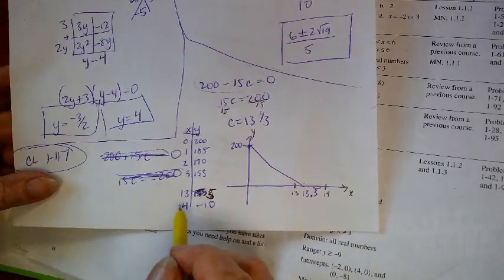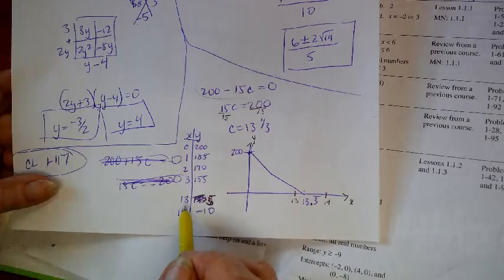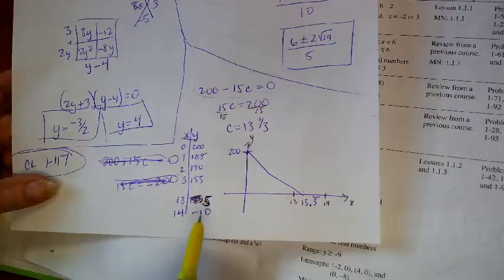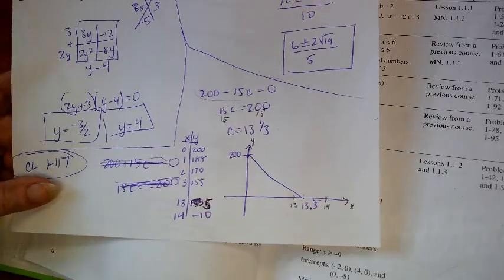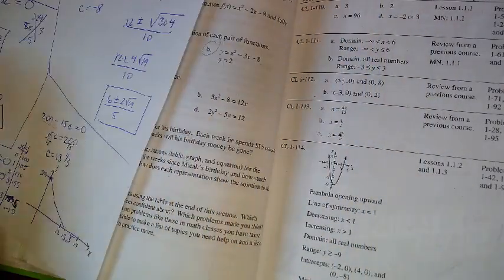But I could plug in 13 1/3, and that's exactly where I would get 0. So on the table, it's just showing somewhere in between 13 and 14 weeks. And that's all. I think that's good enough for that one.